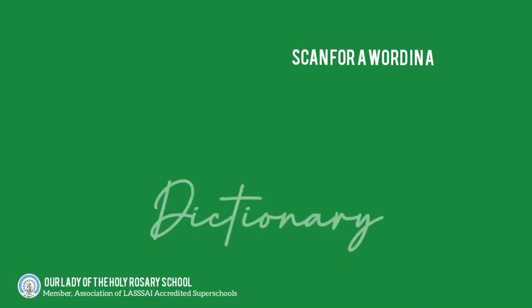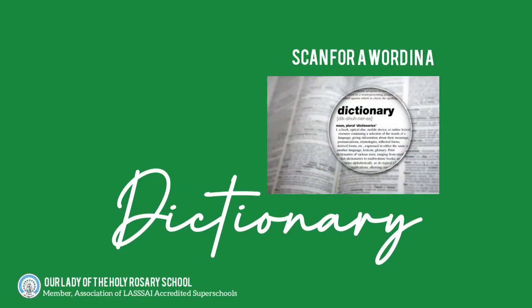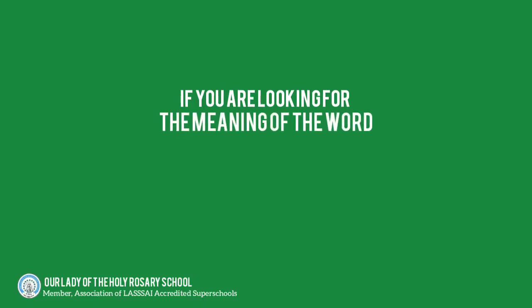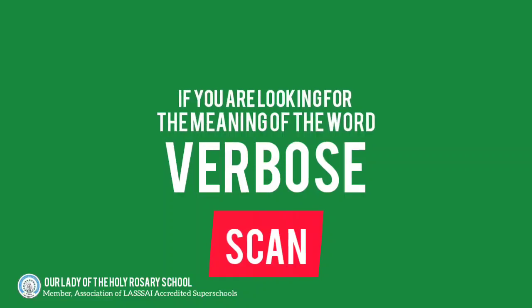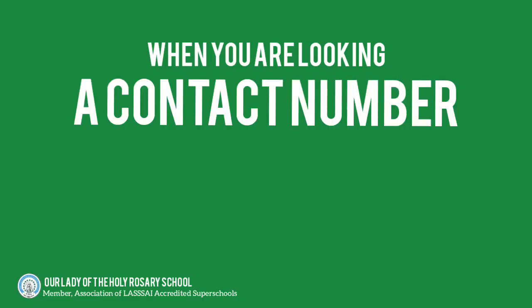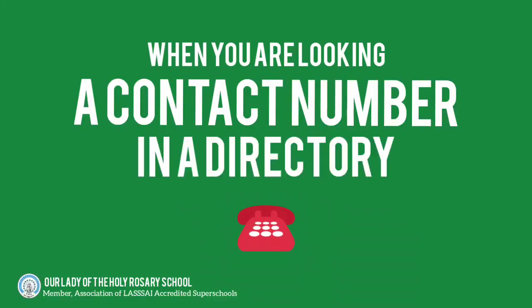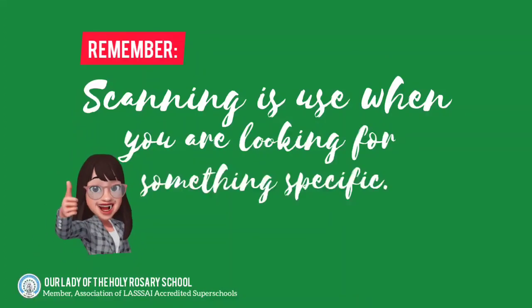You also use scanning when you are looking for the definition of a certain word in the dictionary. To find a certain word, you don't need to read the whole dictionary. If you are looking for the meaning of the word verbose, you just have to go to the page where the words starting with letter V are located, then you scan and find the word verbose. Another is when you are looking for a contact number in a telephone directory. You only scan the directory to find the number. To sum it up, we can use scanning if we are looking for something specific.